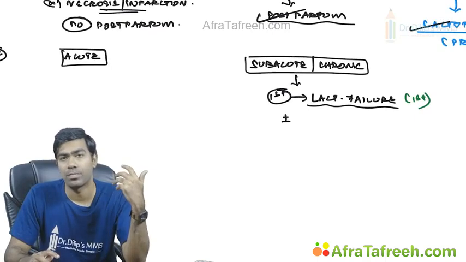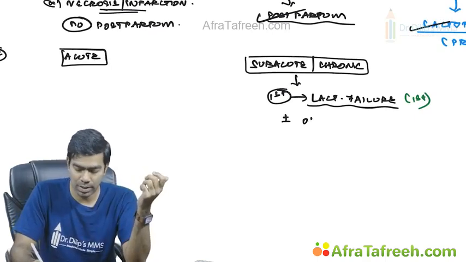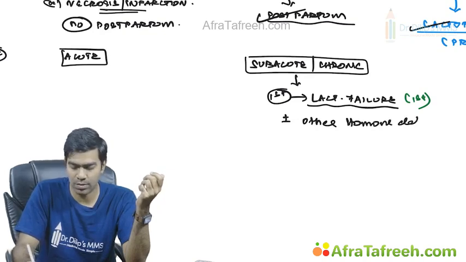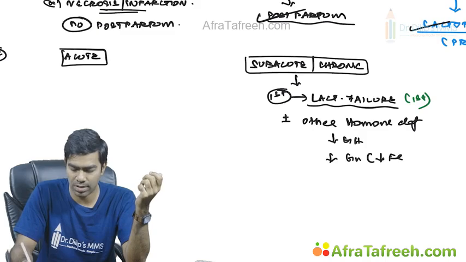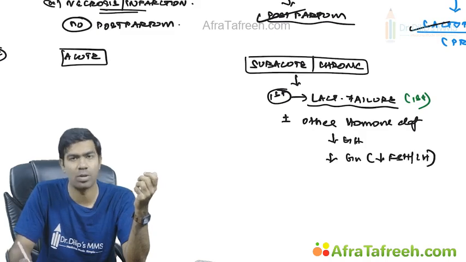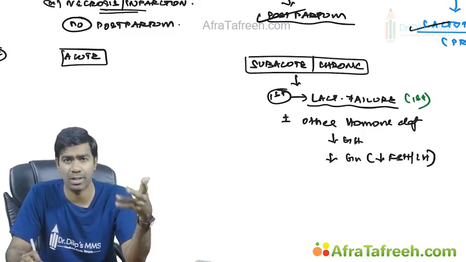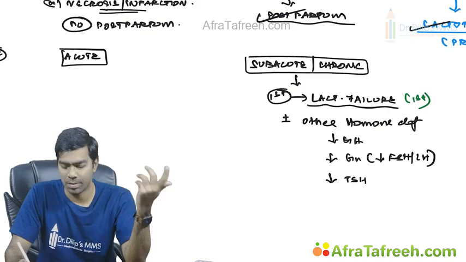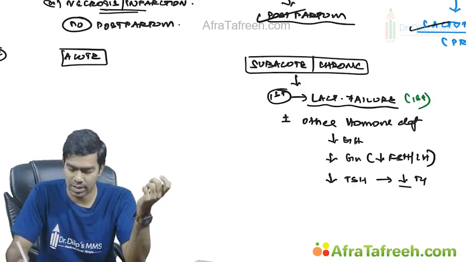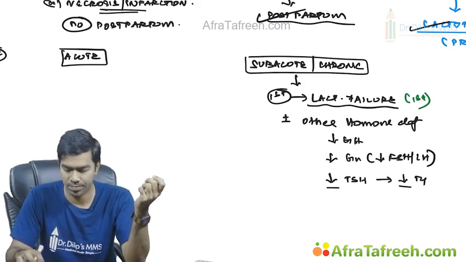Second, Sheehan syndrome patients may have other hormone deficiencies also. For example, they may have low growth hormone, they may have low gonadotropins in the form of reduced FSH and LH, which can result in amenorrhea over a long period of time, more than expected after pregnancy. They can have a low TSH, and because of that a low T4, resulting in a central hypothyroidism picture.